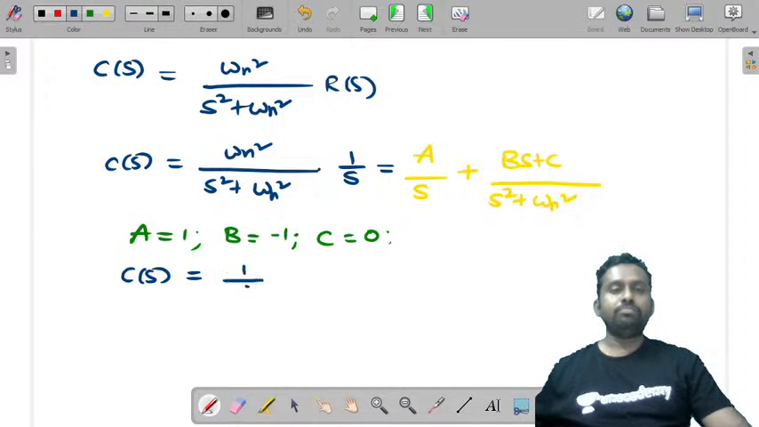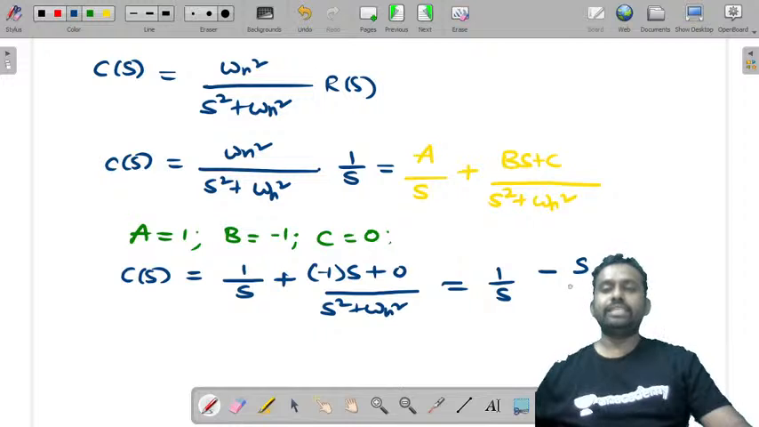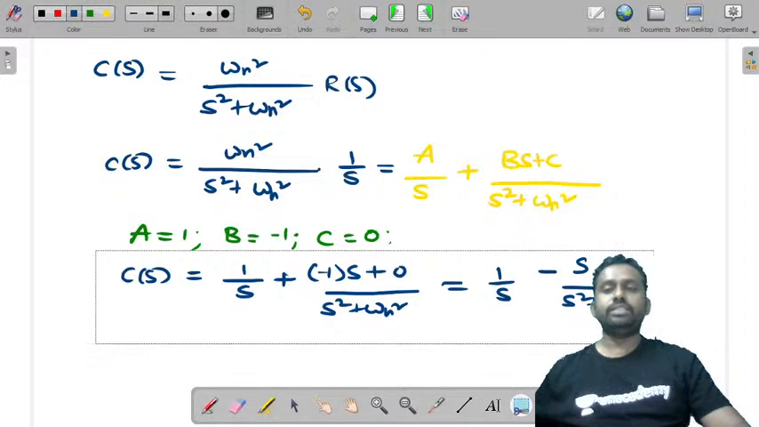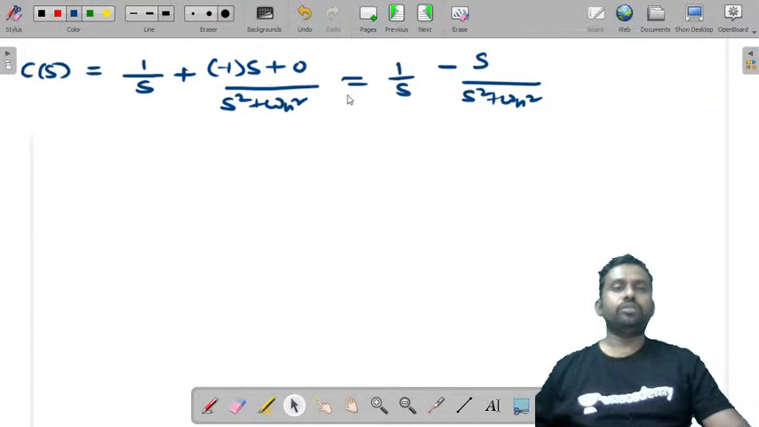You can write 1 by S plus minus 1 into S plus 0 by S square plus omega n square. Finally, you'll get 1 by S minus S by S square plus omega n square. Just taking this to the next slide. Yeah, this is what you got now.